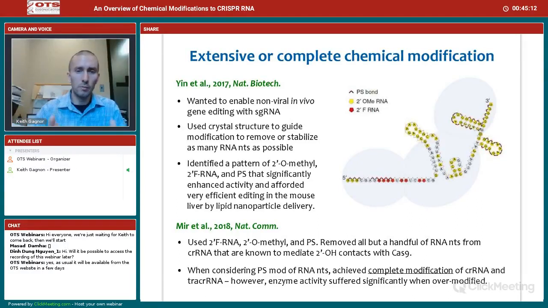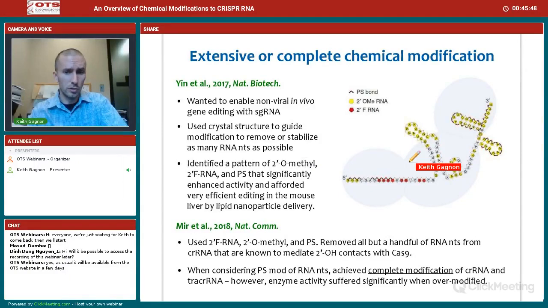Okay. The Yin et al. paper was the next one published. This came out in 2017, in Nature Biotech. This was a single guide RNA attempt to chemically modify the single guide RNA completely. They ran into some issues. Obviously some positions couldn't be modified, but what I'm showing here to the side is their final design, what they call an enhanced single guide RNA, with extensive 2' methyl modifications, a lot of phosphorothioate in this 3' protein interacting portion, and then 2' fluoro and RNA primarily in the seed region.